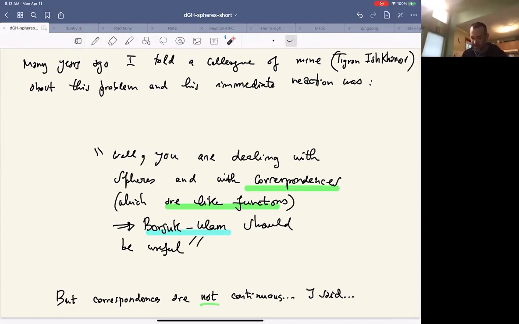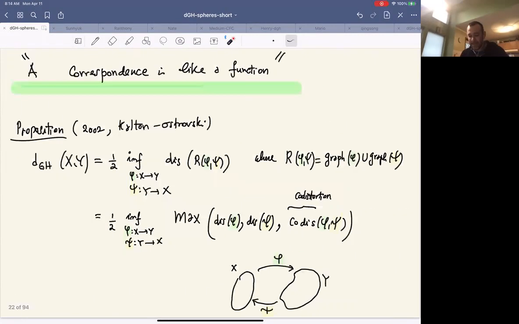But then my immediate reaction was, well, correspondences are not really functions, but you can fix it. But more importantly, even if you persisted in saying that correspondences are like functions, they are not going to be continuous, and the Borsuk-Ulam theorem requires functions to be continuous in order to be applicable. Anyway, that thought remained in my mind for quite some time, even though I was unable to make it work for quite some time too. But let's deal with the following motto first. The correspondence is like a function.